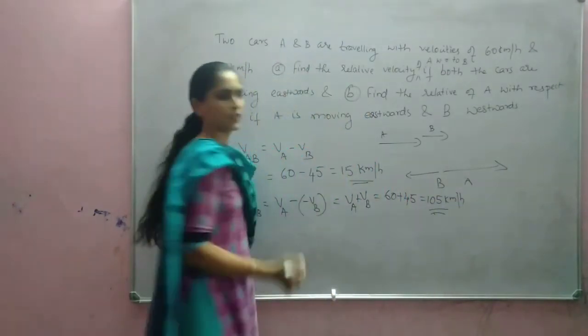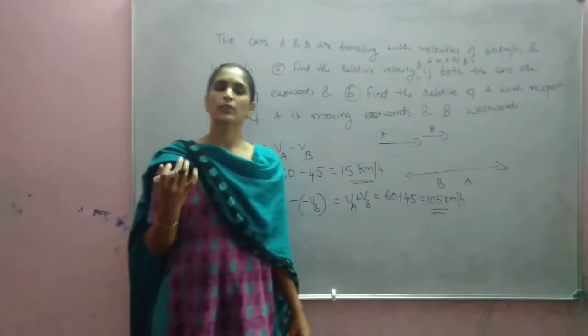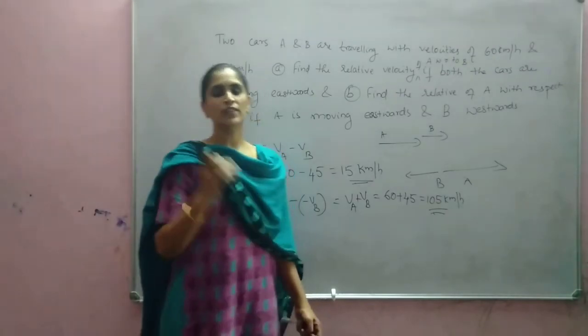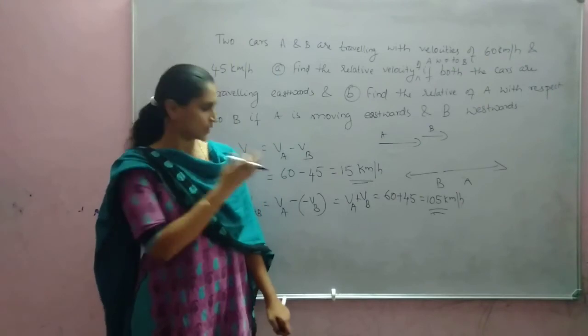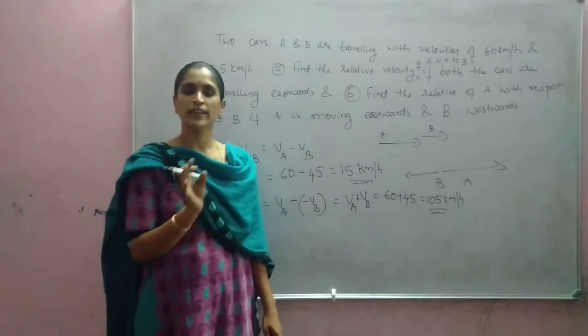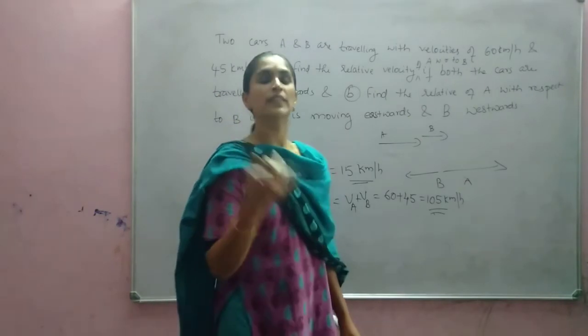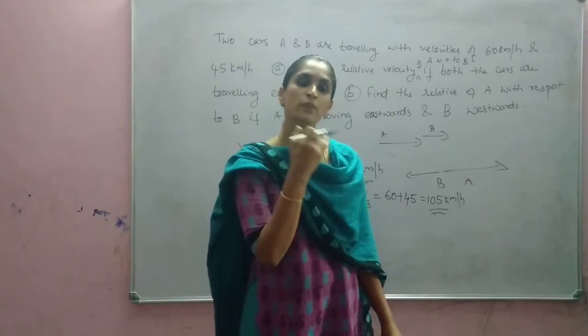Okay. So this is the thing that you have to keep in mind. If two vehicles or two objects are moving in the same direction, when you are finding relative velocity of one object minus another object, you subtract. If they are moving in the opposite direction, you can add the velocities to get the relative velocity. And sometimes they may ask in the problem, calculate the relative velocity of the object with respect to the ground.